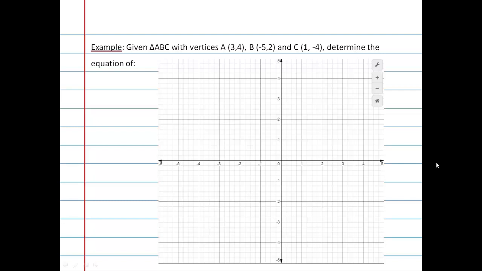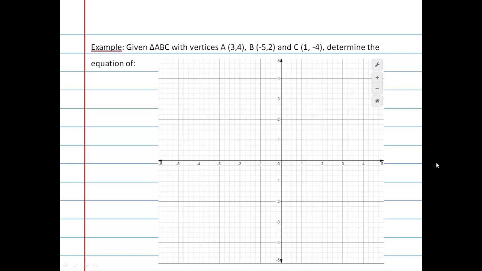So what we're going to do is look at an example. I'm going to give you a triangle ABC. It has vertices A, which is (3, 4), B, which is (-5, 2), and C, which is (1, -4). So I'm going to determine the equation of those three lines in the triangle.